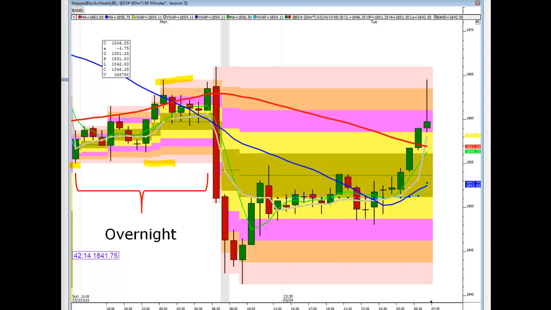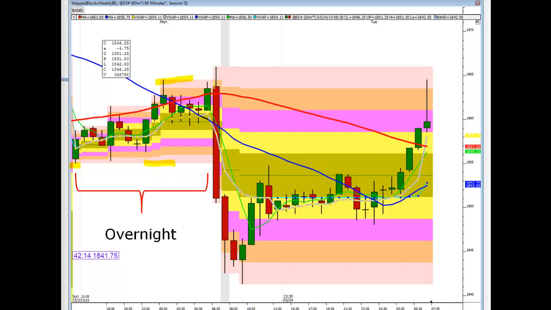Now notice, we came to the high of the range, we dropped a number of times, and we found support at the midpoint of the range, emphasizing for you the importance of these midpoints. Now, what happened next is we shot up and we tried to get up to the high of the range. We were unable to do so.